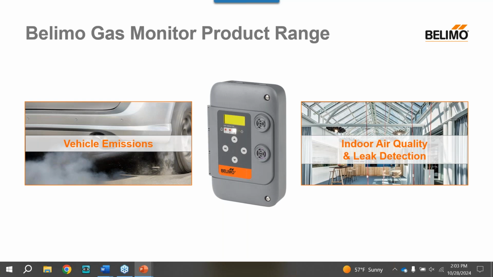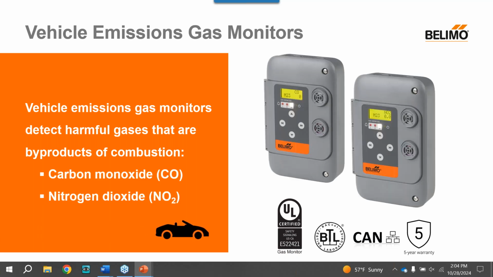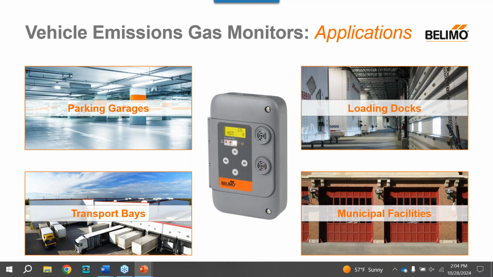Okay, so what gas monitors does Belimo currently offer? Well, we have two different categories. We have vehicle emissions and indoor air quality / leak detection. So vehicle emissions detect carbon monoxide and nitrogen dioxide. Both of these gases are byproducts of combustion. Carbon monoxide is mainly produced from burning gasoline, natural gas, propane, kerosene, wood, and charcoal, whereas nitrogen dioxide is mainly produced from burning diesel because of its higher temperature and pressure.